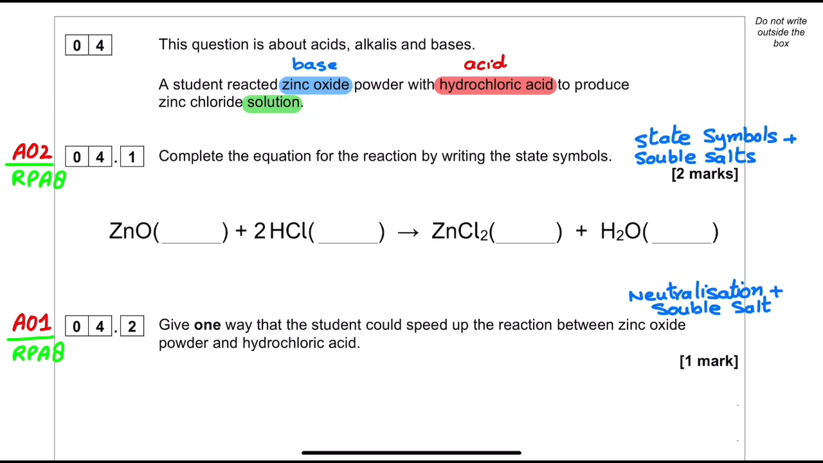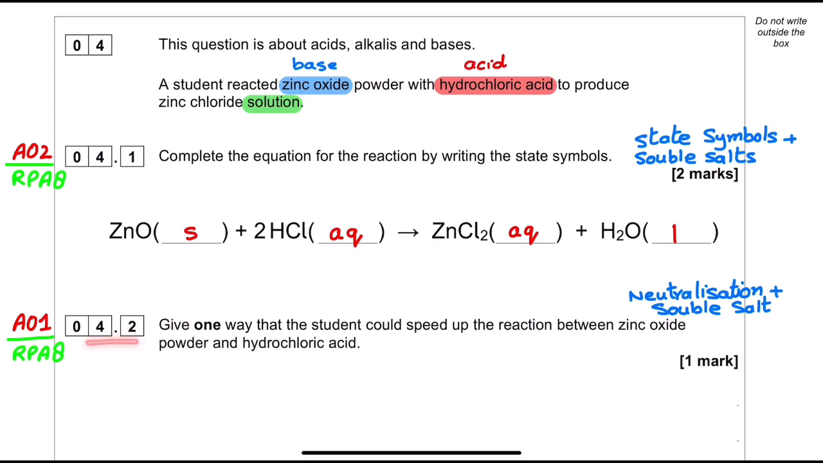Zinc oxide is insoluble, so it is in powder form, so it is solid. HCl can dissolve in water to make hydrochloric acid, so it is an aqueous solution, AQ. Zinc chloride makes a solution, meaning it is soluble in water, so write AQ, and water is in the liquid form, L.